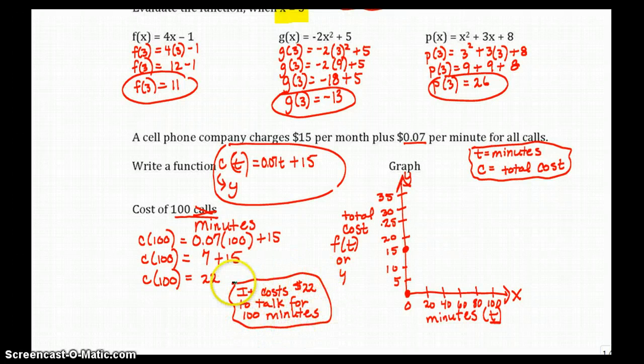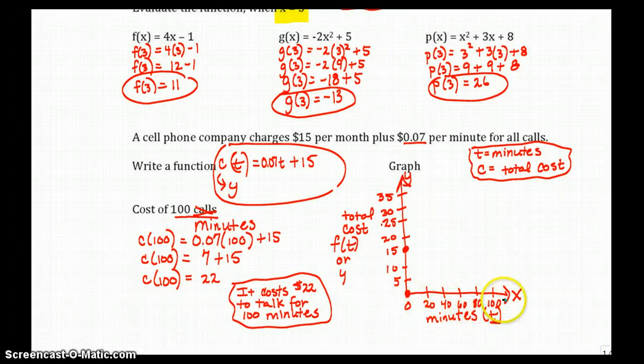All right, now let's graph that. So your graph, we knew that 15 was the set amount. That's the lowest you can go. And so I chose to go by 5s: 5, 10, 15, 20, 25. 100 minutes is a lot of minutes, and so I had to go by something larger. I chose to go by 20s. You could have probably chosen 25s as well.